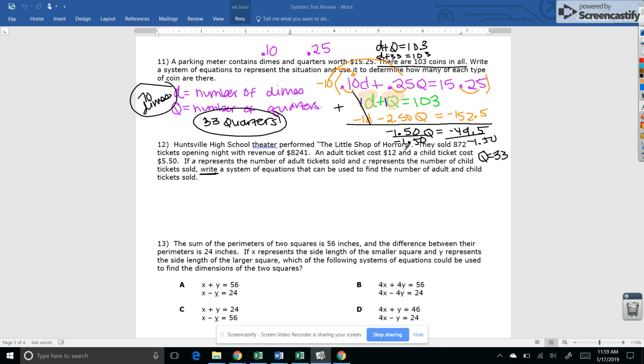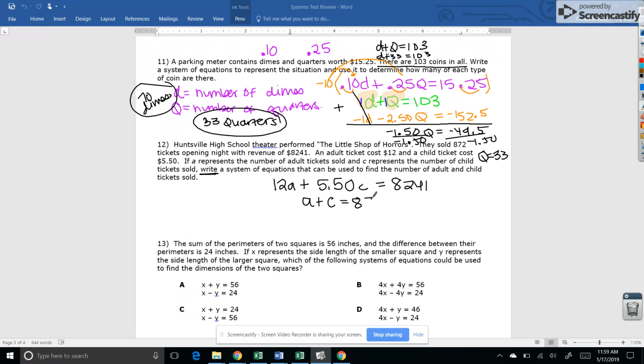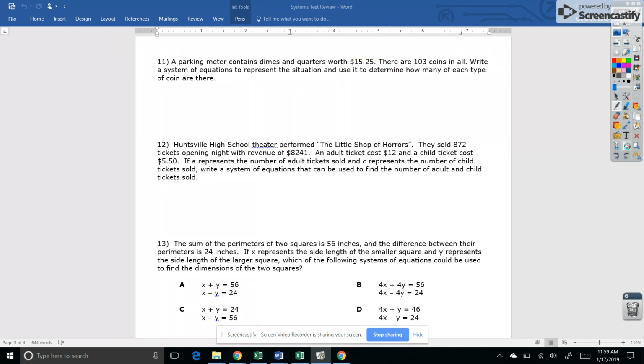Yes. Okay. Adult ticket's $12. Kids ticket is $5.50. Total amount of money. Oh, that was an A. Total amount of money, 8,241. 872 tickets total. And those numbers are big, so I'm glad we just get to write it. All right.